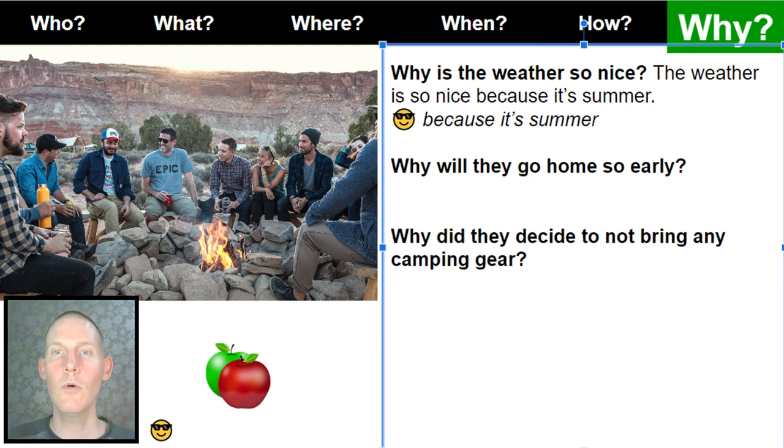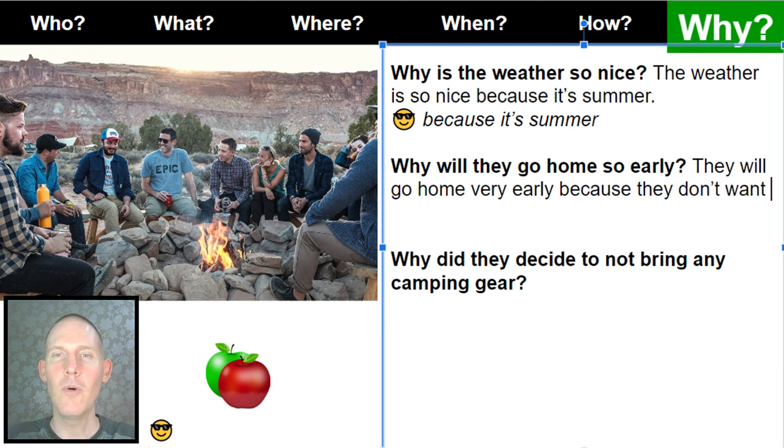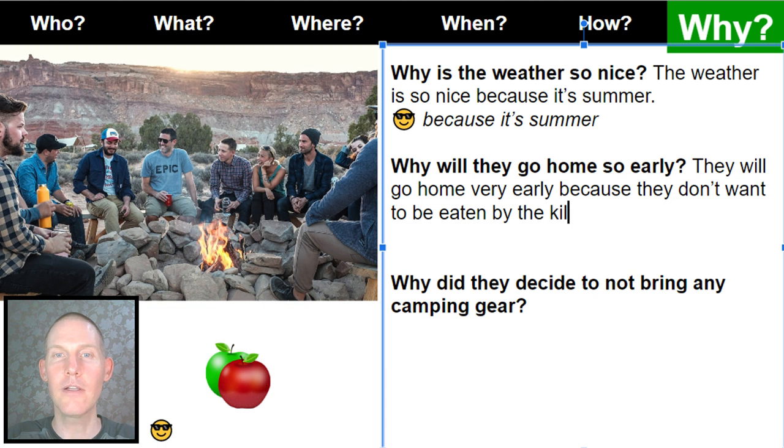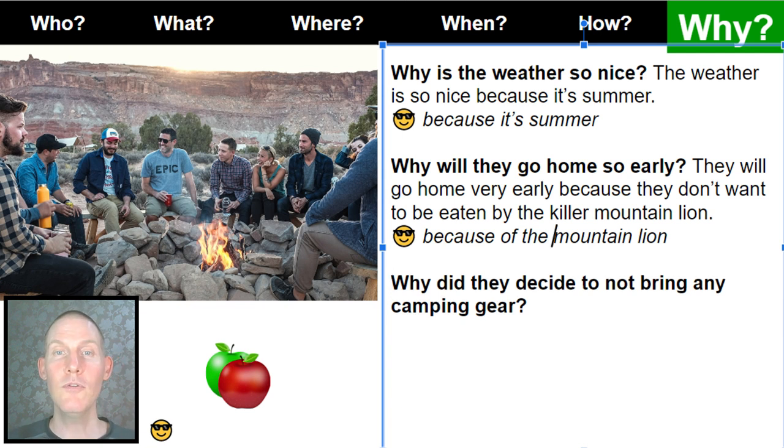Right? Why will they go home so early? They will go home so early. Let's say maybe they will go home very early because they don't want to be eaten by the killer mountain lion. A good reason. All right. And for the short answer, we could just say because of the mountain lion. Probably don't have to say much more than that. If you know what a mountain lion is, you probably know it's not a good idea to play with one.